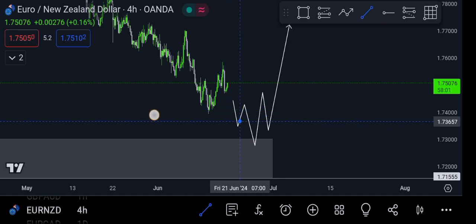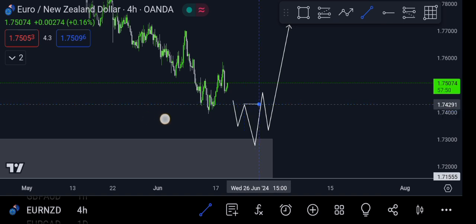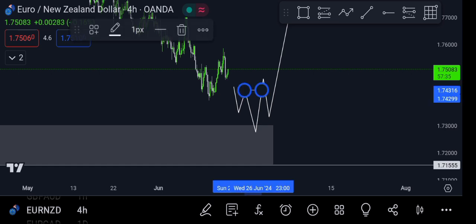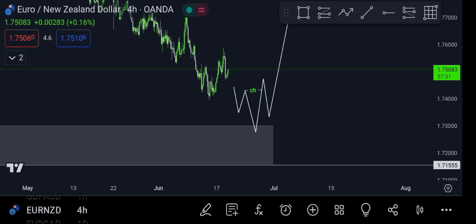I need to see price retrace back down to this daily order block, printing lower lows and lower highs, and then I need to see price take out the last pullback on the 4 hour time frame. If price takes out the last pullback of our 4 hour time frame, that's when we'll mark this as our change of character. This is our confirmation, guys.